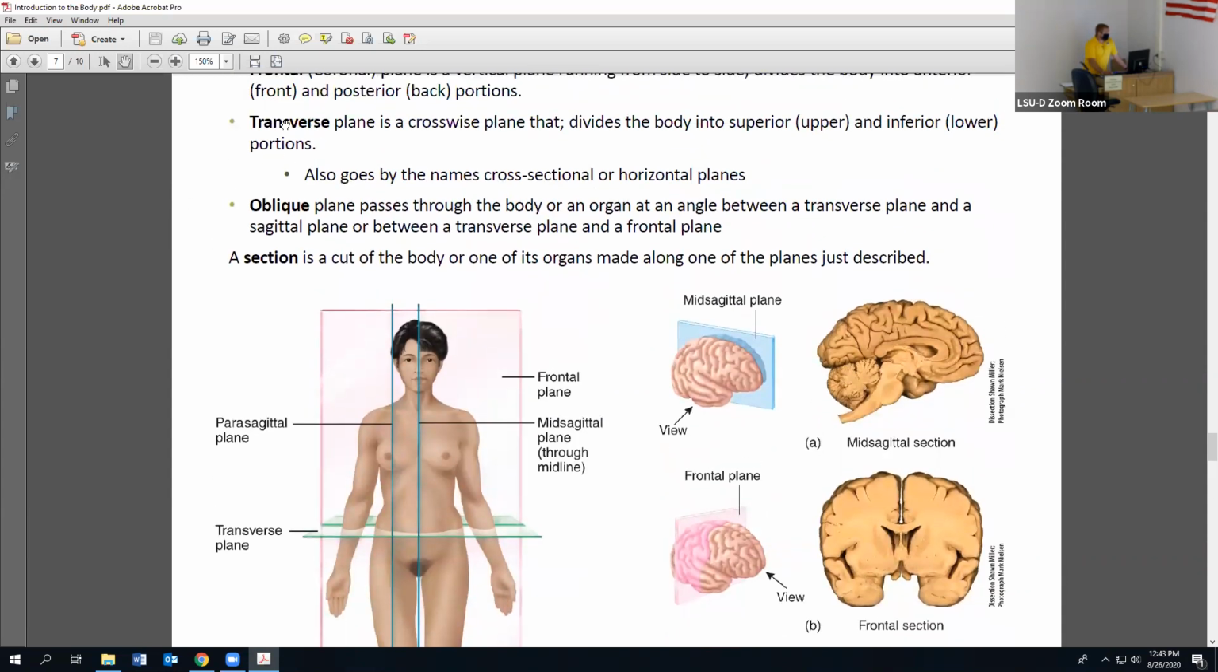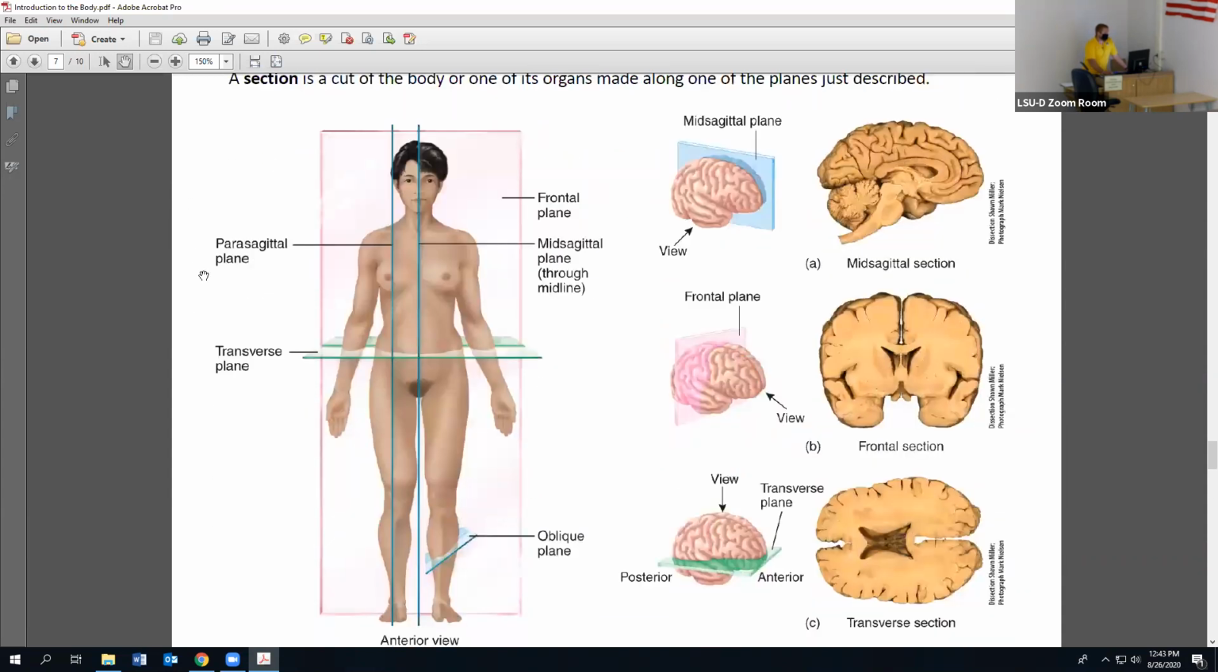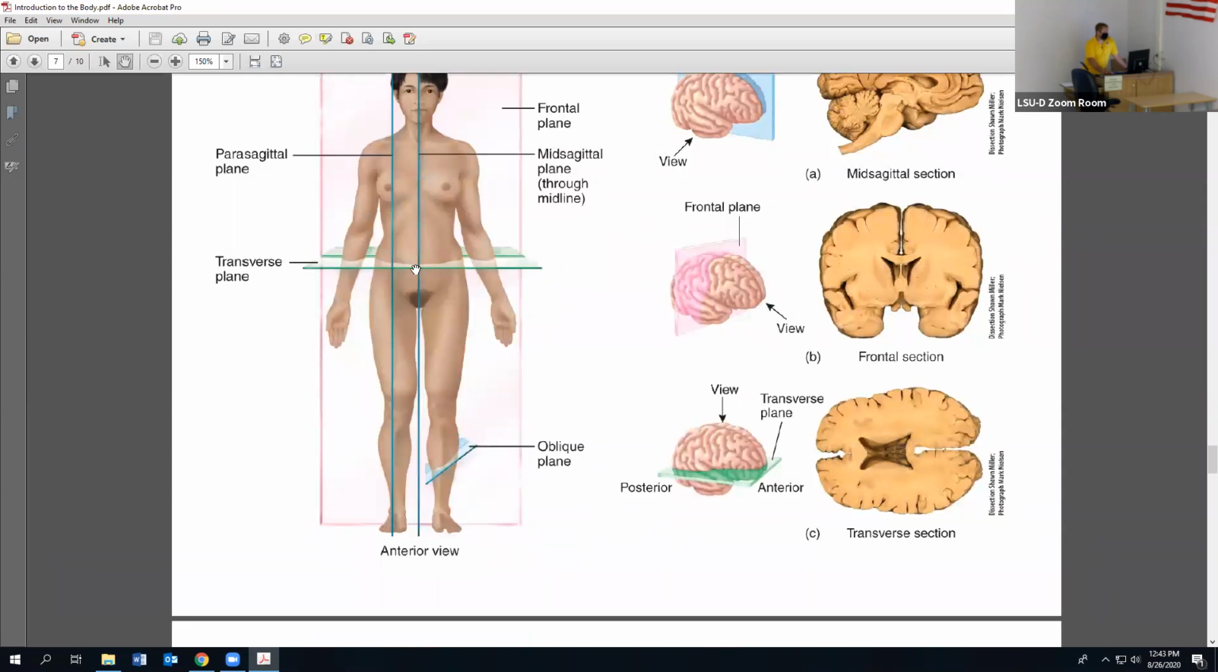The next one, transverse plane, also known as cross-sectional or horizontal plane. I always call it transverse. Anytime you see trans, that prefix means across or through, and you'll see the term transverse a lot. Think of it like this: sideways, horizontally running, and it creates upper and lower, superior and inferior portions to the body. The final plane, oblique, is neither vertical nor horizontal, it's somewhere in the middle. We rarely talk about oblique planes, but it is another type of plane.